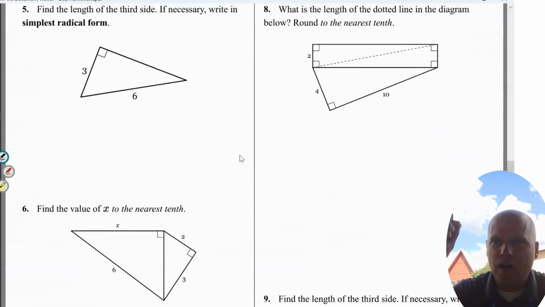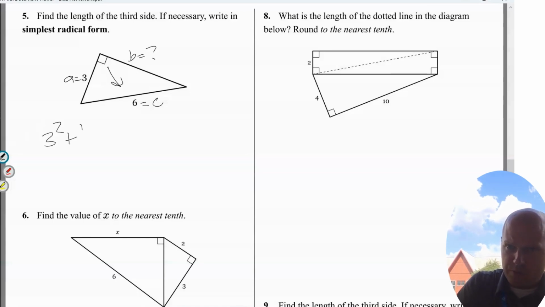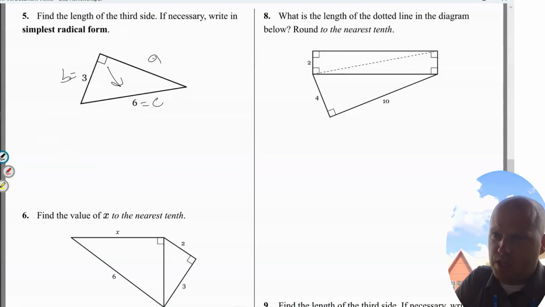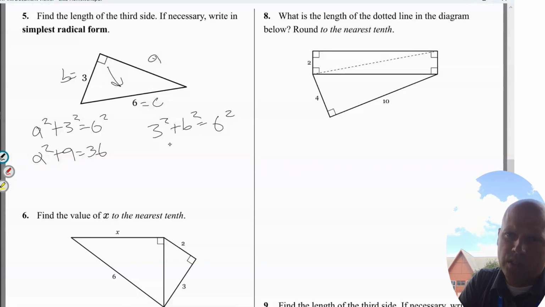All right, another easy one. Great. Okay, notice that this is our C. This is opposite the 90-degree angle. Here's our A. Here's our B. We're trying to find the B. A squared plus B squared, or let's flip it up. Let's call this our A. This is our B. This is our C. Doesn't matter which order we do. You could either do A squared plus B squared equals C squared, or B squared plus A squared equals C squared. It doesn't matter. A squared plus 9 equals 36. 9 plus B squared equals 36.